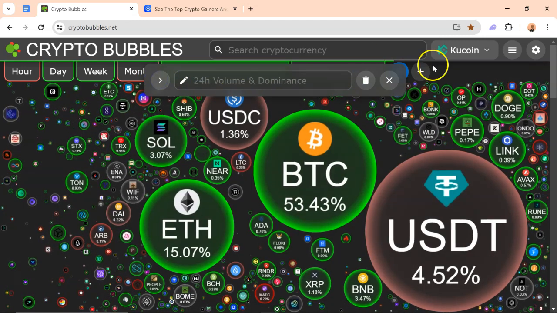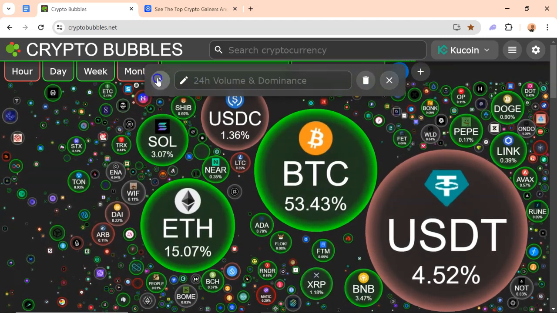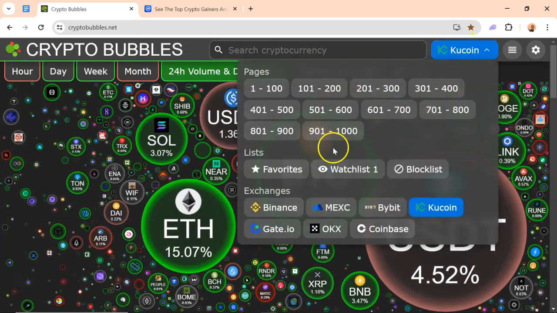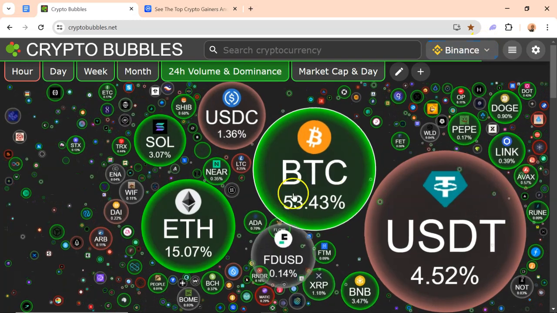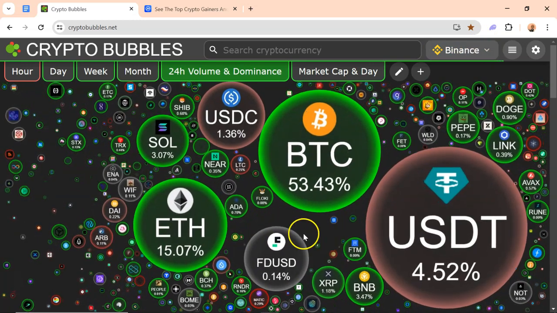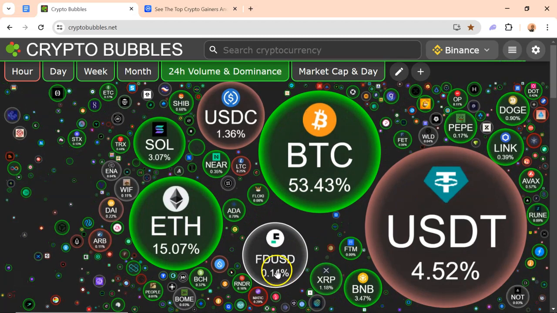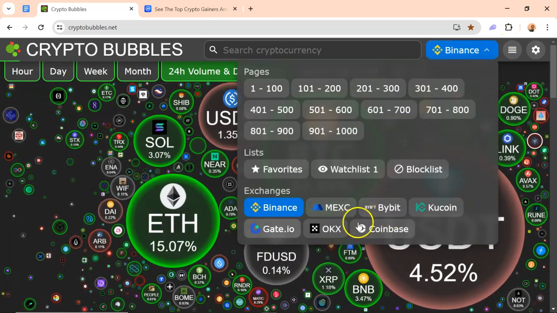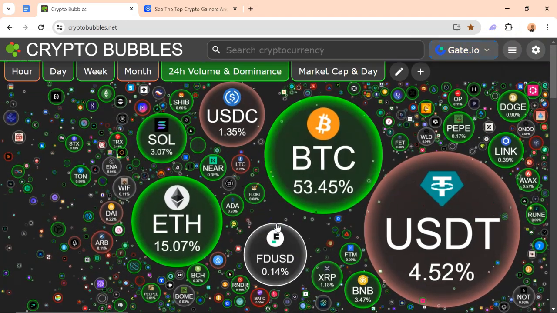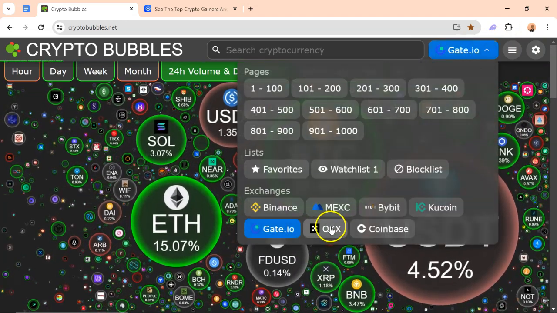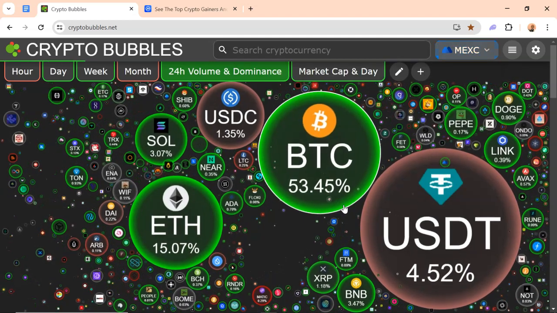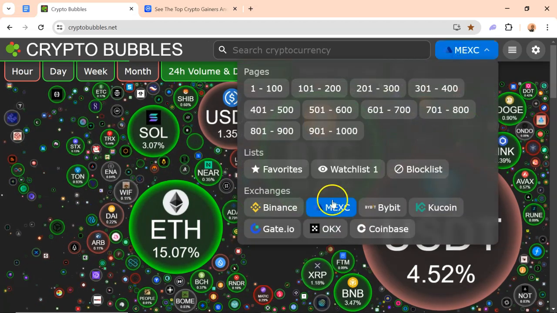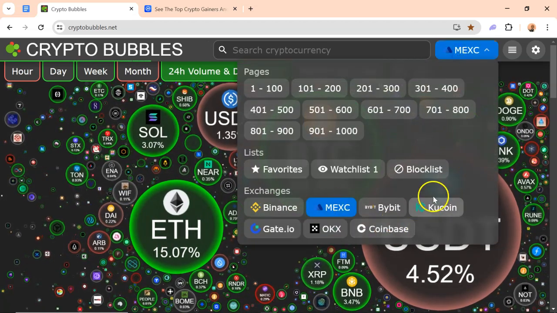I'm gonna drop this right now. Let me say cancel like this. So you can check which exchange you want to use. You can use Binance. You can switch to Binance if you want. When you switch to Binance, you can see FDUSD right now. You can switch to Gate if you want. You can switch to MEXC like this. FDUSD disappeared, which means that FDUSD is on Binance, isn't it? You can go to Coinbase if you want.